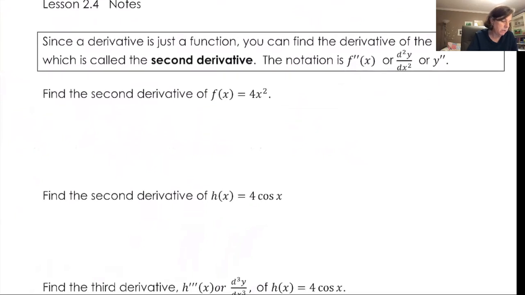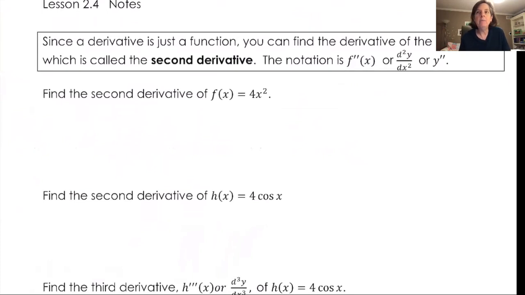Last thing I want to talk about is the fact that you can take a derivative of a derivative, because a derivative is nothing more than a function. And so what the heck, why not take the derivative of it? So what would that tell us? If a derivative is the rate of change of a function, the derivative of a derivative would be the rate of change of the rate of change.